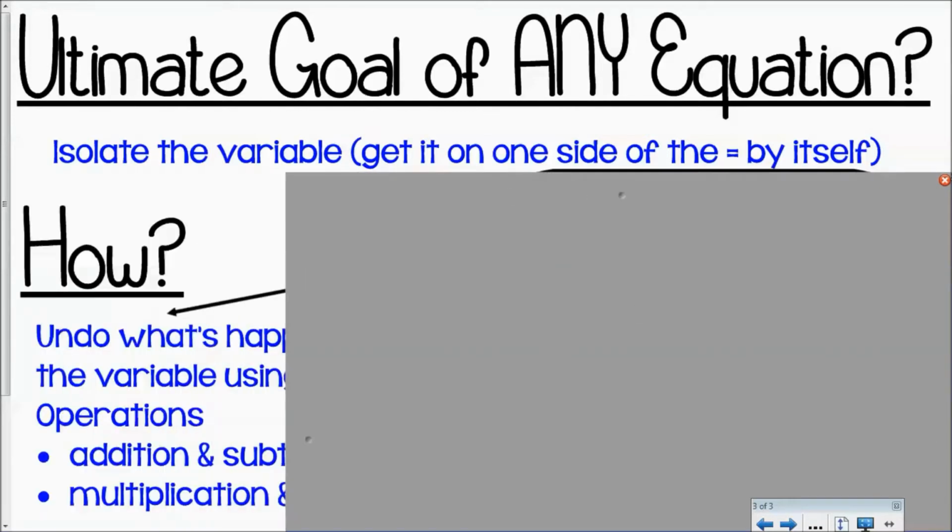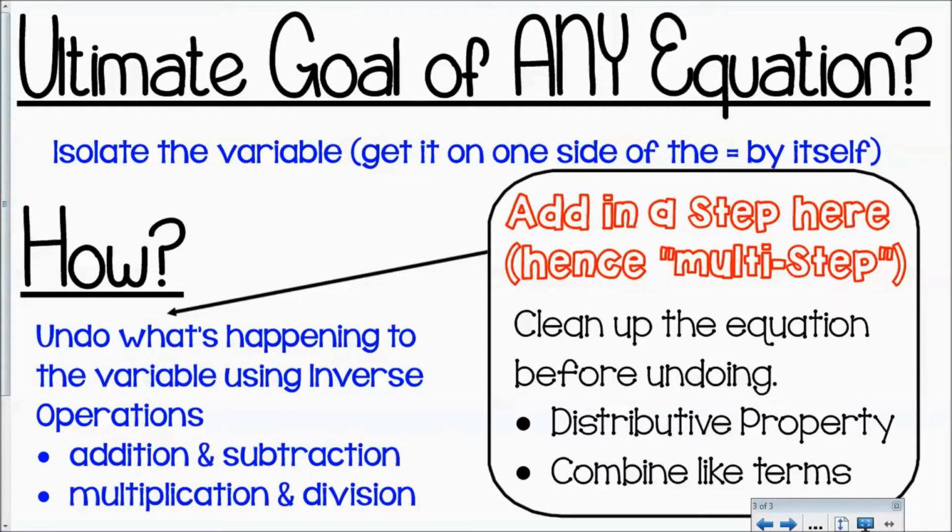Okay, so, well, we'll just get rid of that thing. How about that? Our how is still the same. We are going to undo what's happening to the variable using the inverse operations. That's still the same. The difference is we're going to add in a step here, hence it being called a multi-step. So inserting that in right there. So what you can do is write this part here and draw an arrow to what you've already drawn and show this is going to skip a line and we're going to do this first.